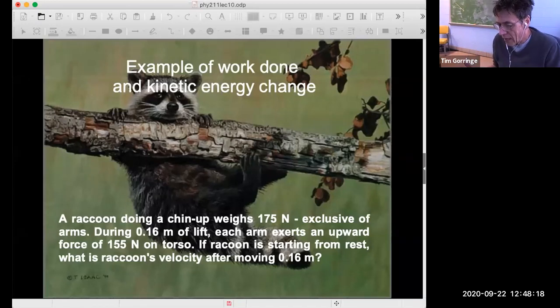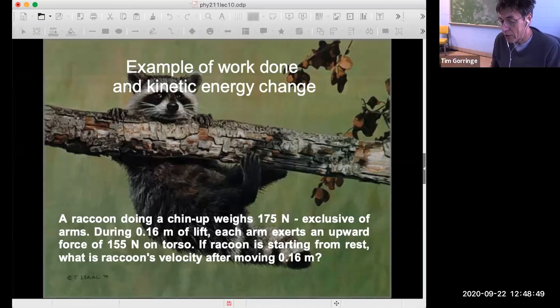We're told that the distance the raccoon lifts his body, his torso, is 16 centimeters, 0.16 meters. And we're told that the raccoon lifts his body, if you look on the left and right, his little paws there, kind of cute, they're applying 155 newton force each on his torso.